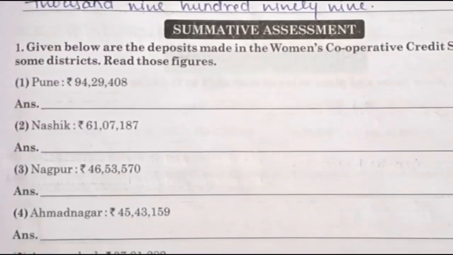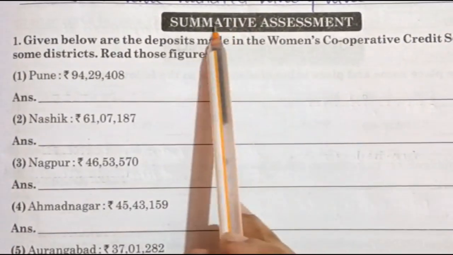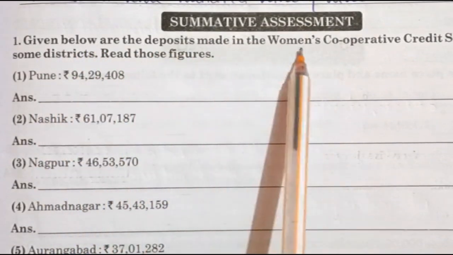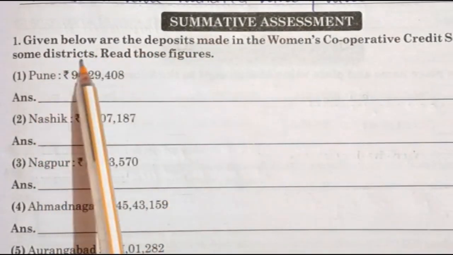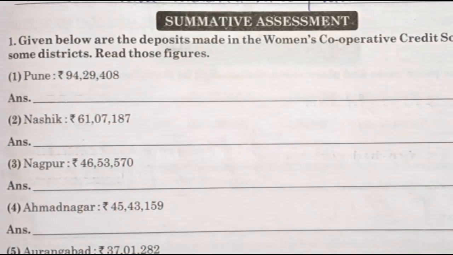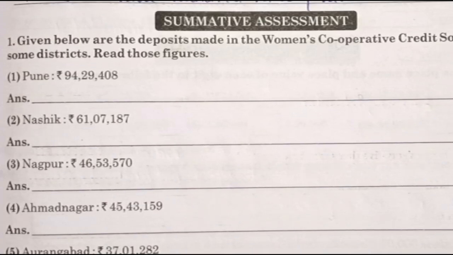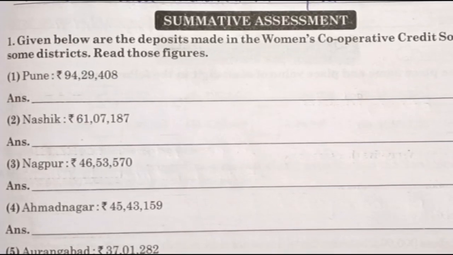Now students, in the below you all are having summative assessment. What they have told, given below are the deposits made in the Women's Cooperative Credit Societies of some districts. Read those figures. Now you can see the same question in the textbook also, that some deposits are made in the Women's Cooperative Credit Societies and of some districts. So some districts have made some deposits in that Women Cooperative Credit Societies. So we are going to read that number and we are going to write it down. Clear everybody?